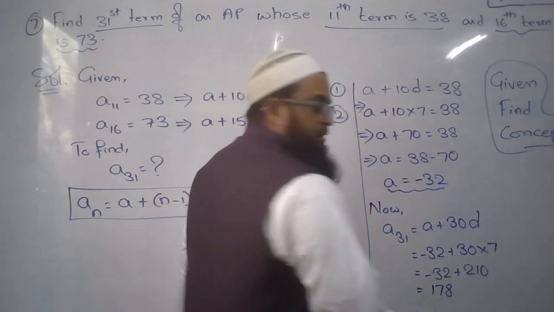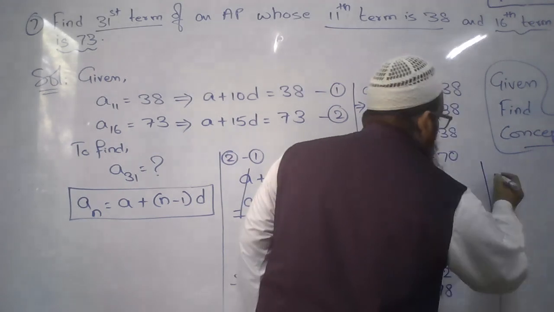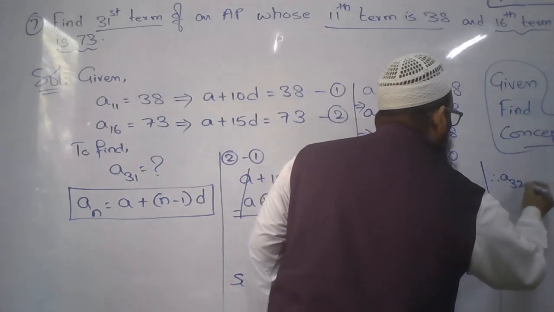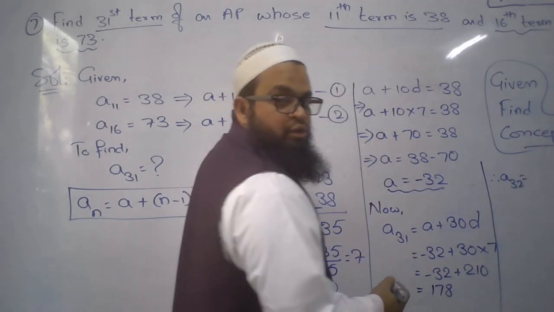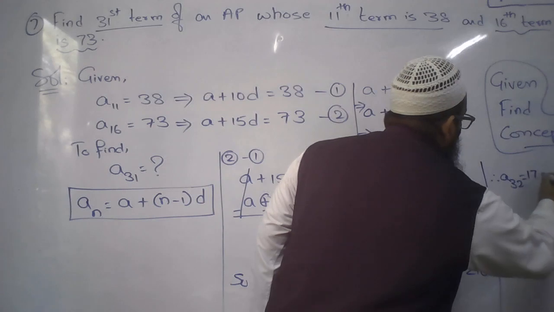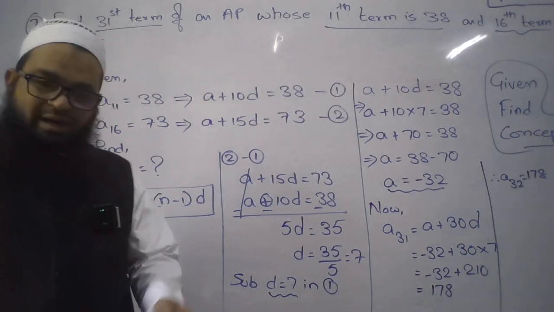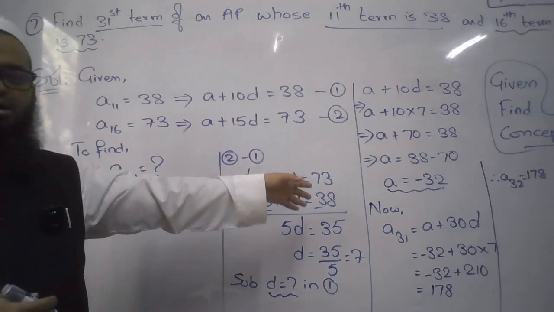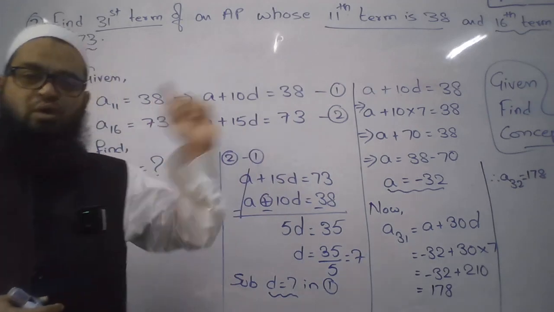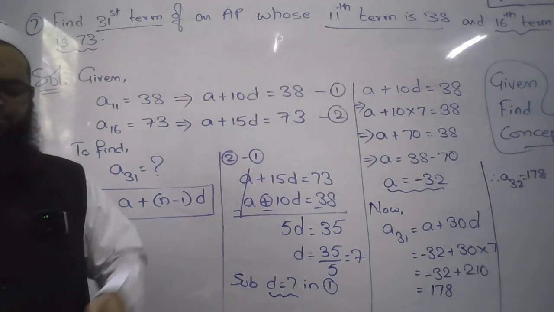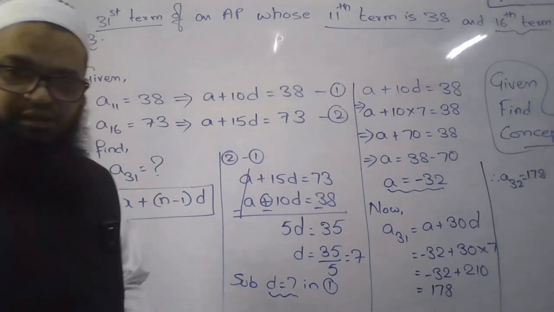So what will you write? Therefore, A31 equals 178. I hope you understood, right? See, do not worry about the long steps or the long calculations. Do it one by one. What is given, what to find. It's very simple. And the concept is nth term, right?